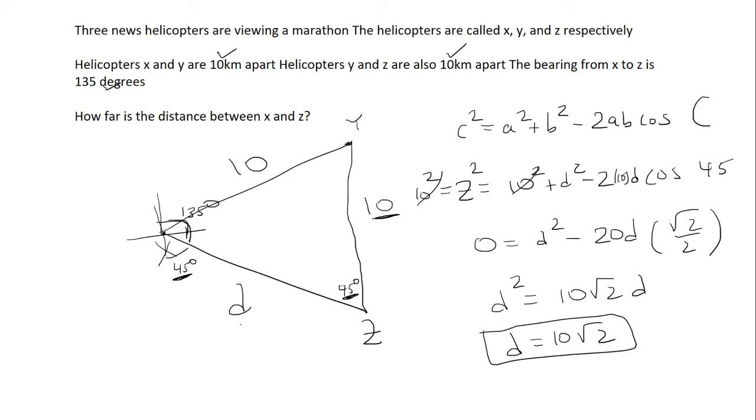and I'm allowed to divide by d because d here cannot be 0. Because if d is 0, the distance between x and z, well, will be 0, which means that they're the same point. So I'm allowed to do that and get that the distance is 10 root 2 kilometers.